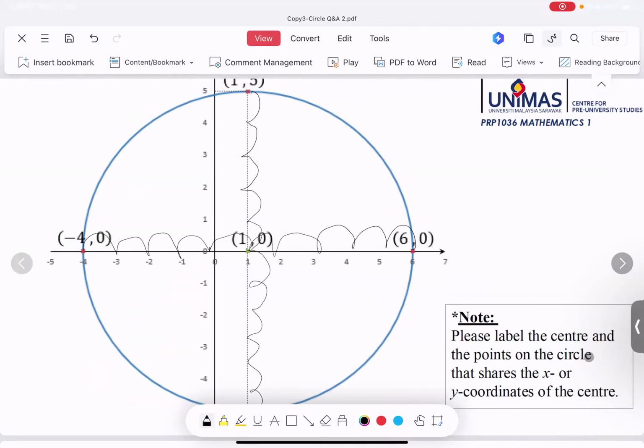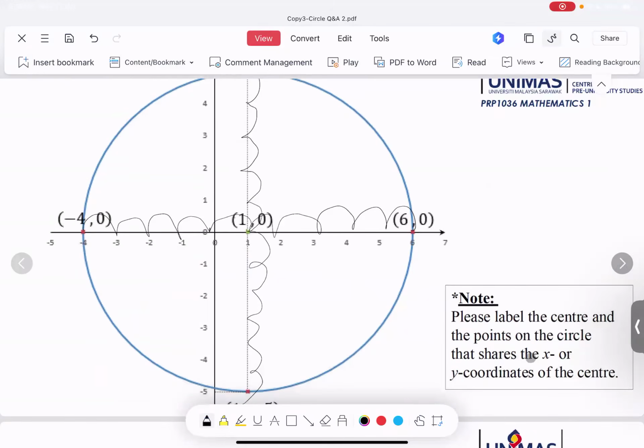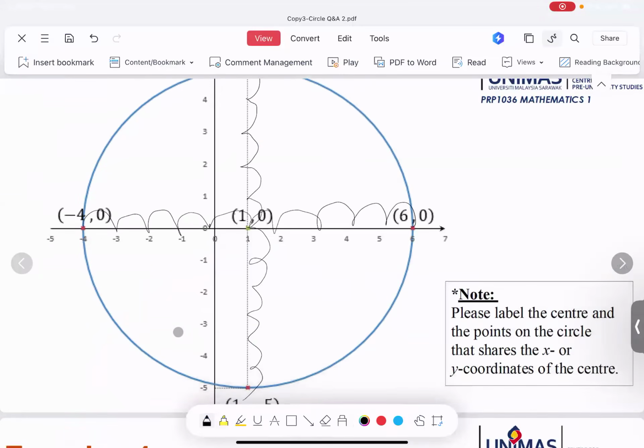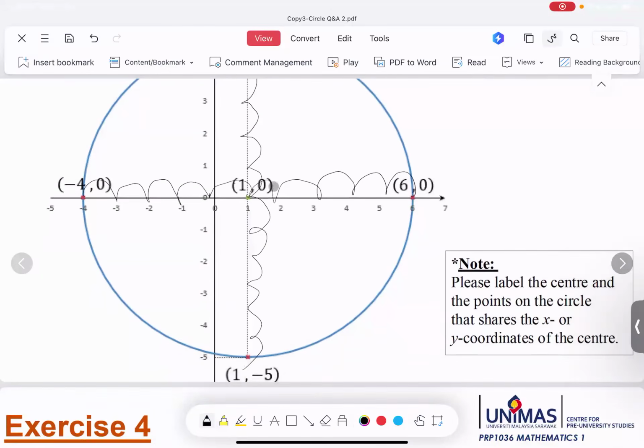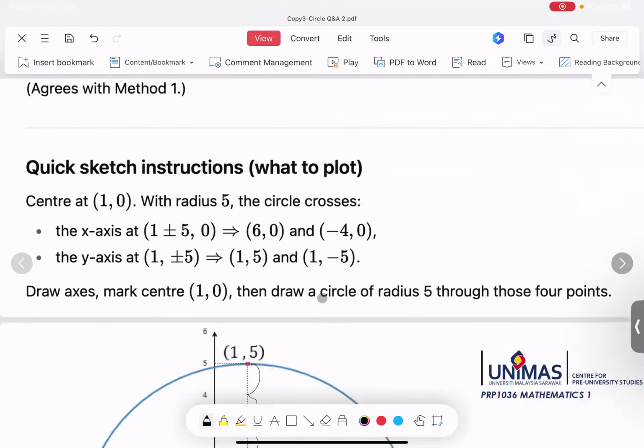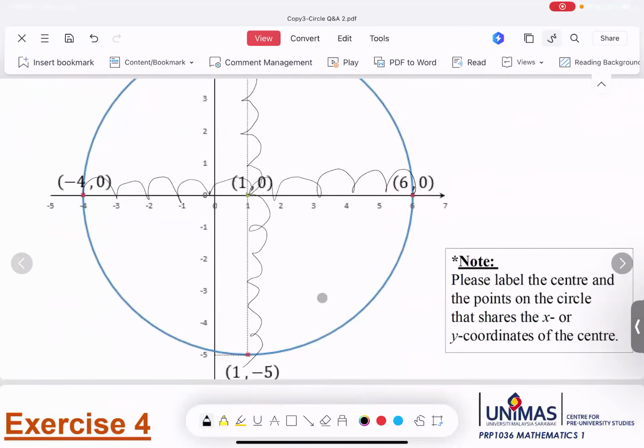Please label the center and the points on the circle that share the x or y coordinate of the center. So in the exam, please try to label like this, draw like this, and label all the coordinates if possible, for a sketching question.